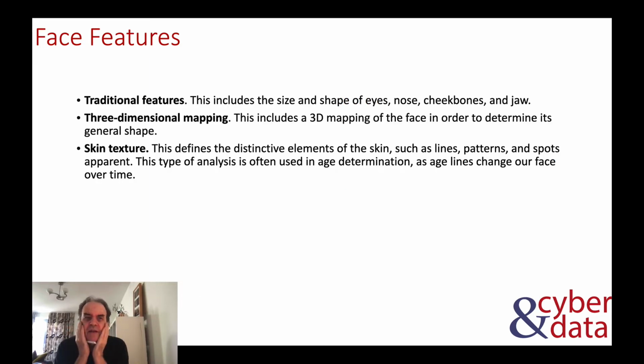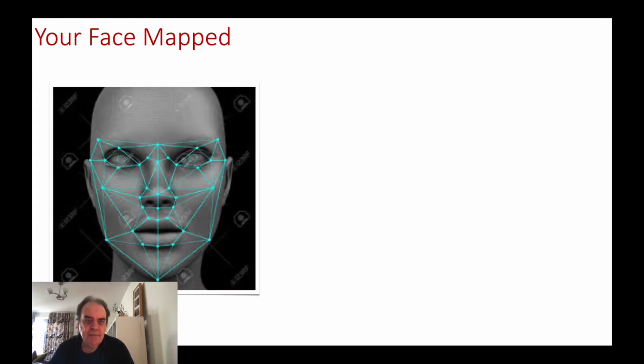So the ways that we could detect a face include the size and the shape of the eyes, the nose, the cheekbone, and the jaws. And it might also be possible to create a three-dimensional mapping of the face to understand the general structure of it. Along with this, we might look at the skin, elements of the skin, the patterns, spots, freckles, age lines, and so on. And these will give us a fairly unique mapping of the face. So here's an example here.